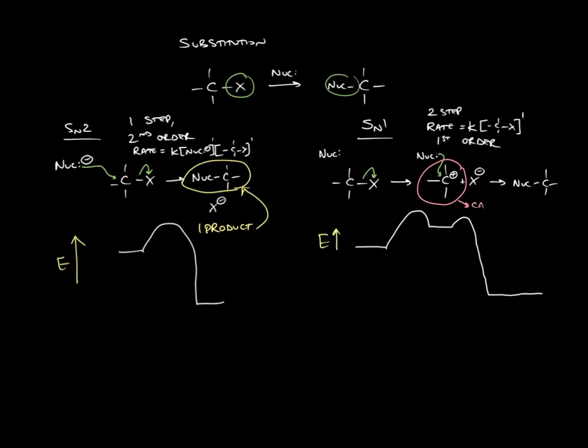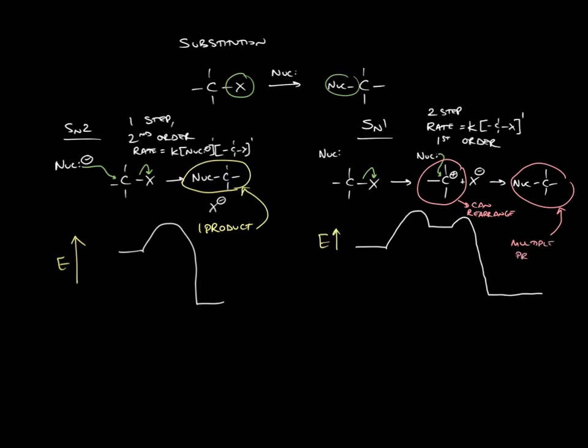That guy can rearrange. Essentially, it's so unstable that it will do anything it can to become neutral. Well, if it rearranges, you might have multiple different carbocations, and the nucleophile can attack in multiple different ways, and therefore, oftentimes, we will end up with multiple products.